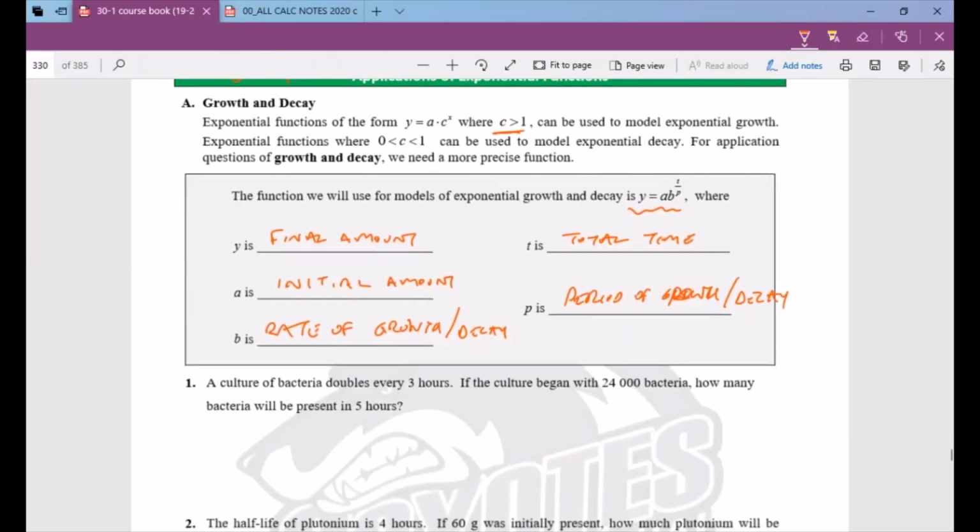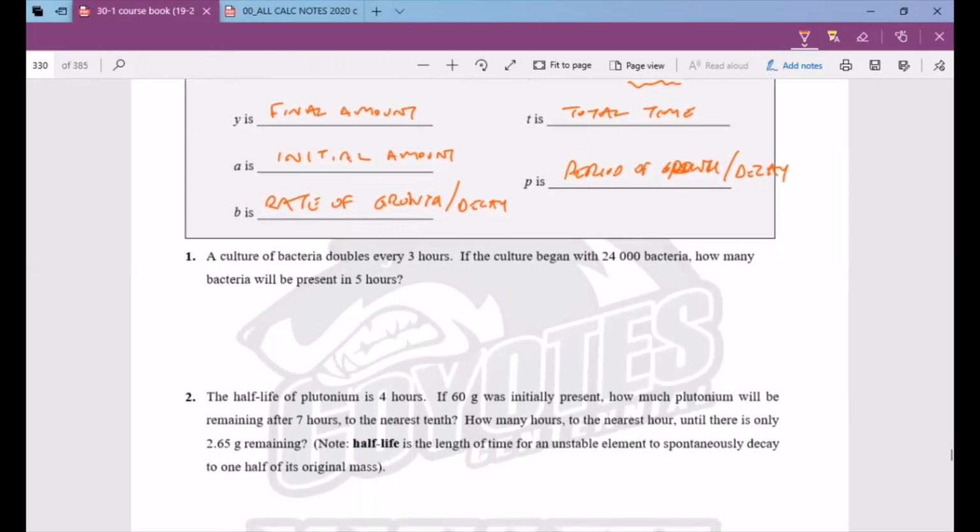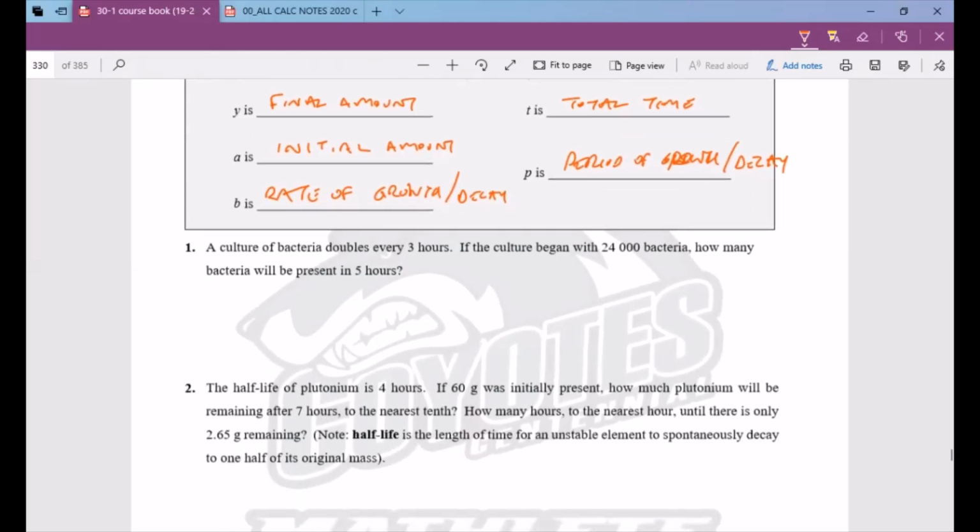All right. So in question number 1, we've got a culture of bacteria. It's going to double every 3 hours. We begin with 24,000. How many will be present in 5 hours? So this starts off with y is equal to, we know that 24,000 is your initial. Your rate of growth, it tells us that it is doubling every 3 hours. So we are going to be multiplying by 2 every 3 hours, which tells us that 3 hours is your period of doubling. x is your time over 3.